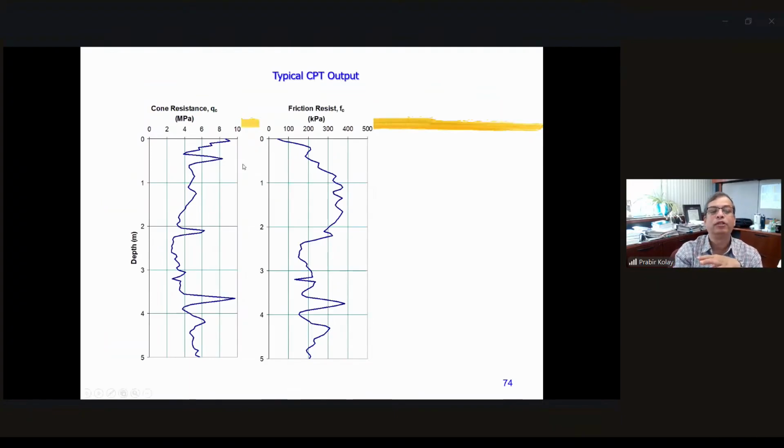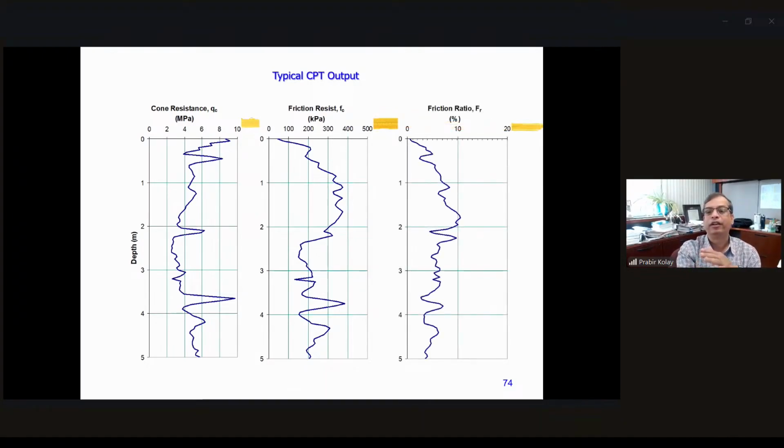Again, most of the time you will get these two: with depth, the cone resistance and the skin friction. So you can easily find these two data, and you have an idea what type of soil is below the ground. It's a very quick test, and you can easily determine it. There is no need to take out a soil sample, then analyze it and find out. And then you can find the friction ratio.